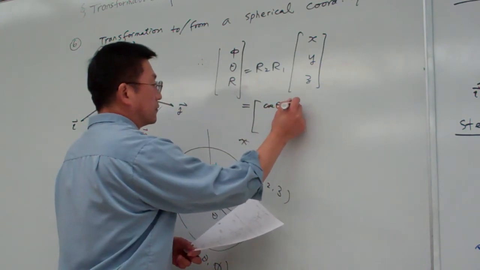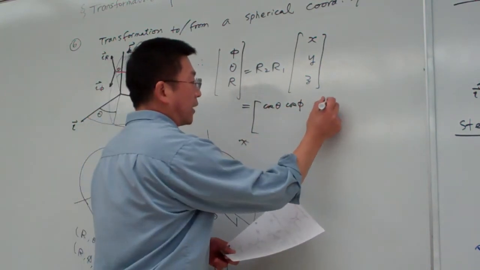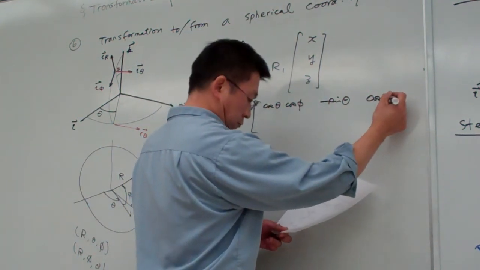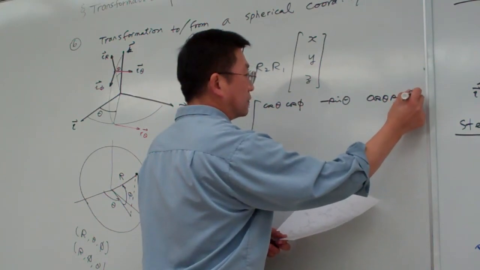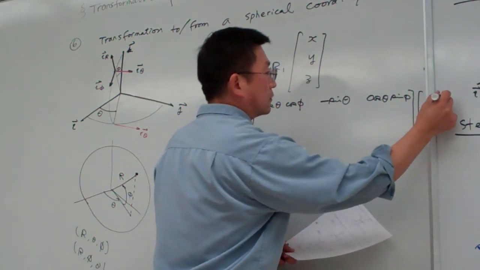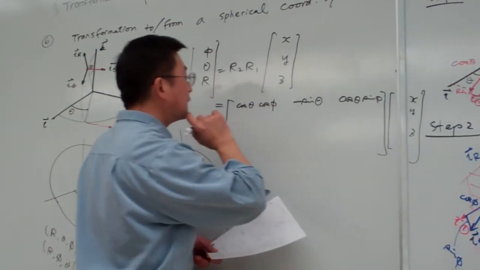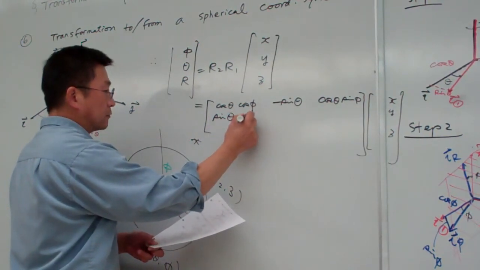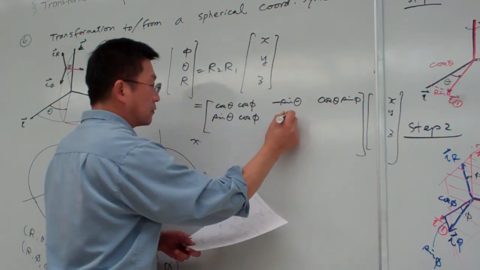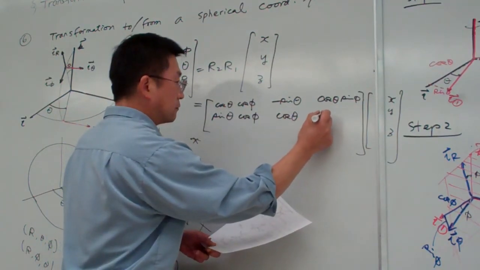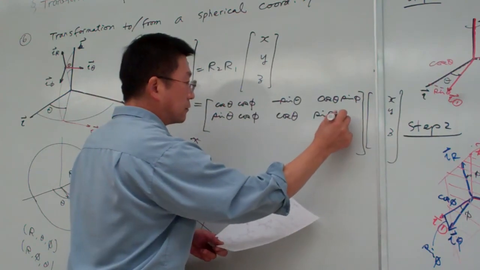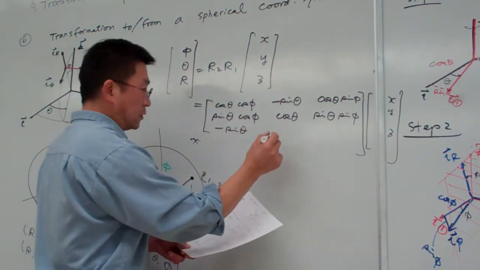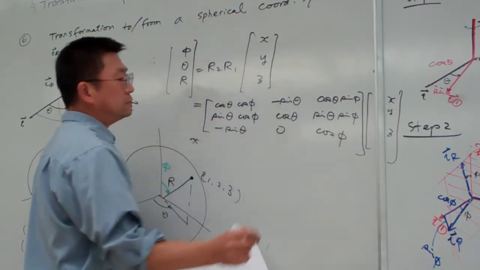cosine theta cosine phi, minus sine theta, cosine theta sine phi, times x, y, z. And let me write it up here. So sine theta cosine phi, cosine theta, sine theta sine phi, and minus sine phi, 0, cosine phi.